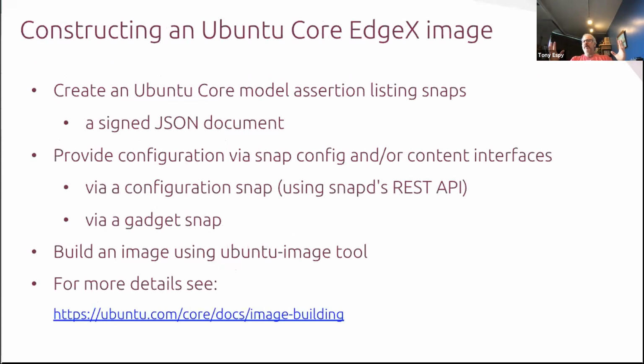I did not want to dive deep here. We will follow this presentation up with a webinar on how to build your own application and device service snaps, and images, and we'll go into far more detail. But from a high level, to construct an Ubuntu Core EdgeX image, you essentially create what's called a model assertion. A model assertion is just a JSON document that is signed. In that JSON document, one of the attributes is a set of snaps that you want to build into the image. Beyond that, you need to provide your configuration to those snaps, again, using the rich configure hooks or the content interfaces that I talked about earlier.